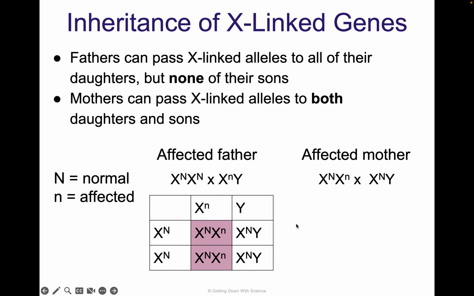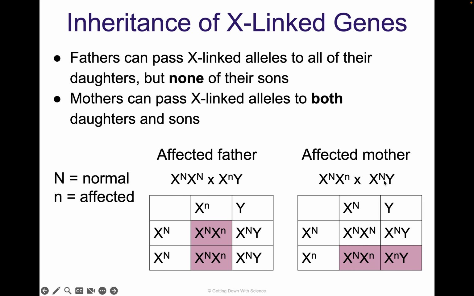If we have an affected mother, so we have a heterozygote affected mother and a normal father, we can see that it can get passed to the sons because that X chromosome with the affected X-linked gene is going to be passed to the son with the Y chromosome from the father. Very interesting stuff here. So if it is X-linked from the mother, we can pass it to both daughters and sons. But if the father has an X-linked trait, they can only pass it to the daughters, not the sons.